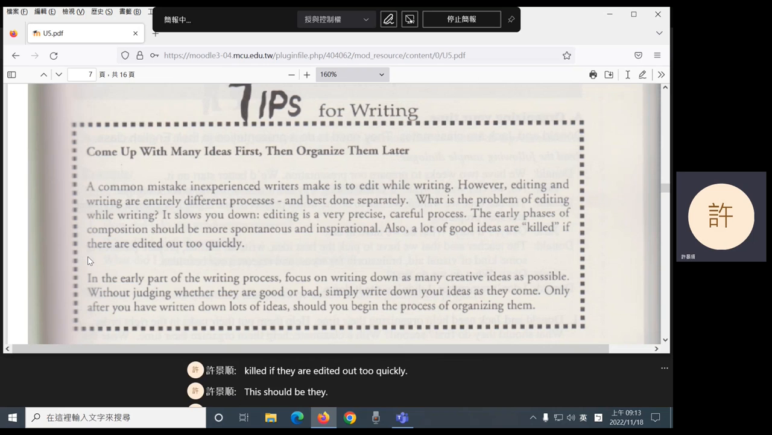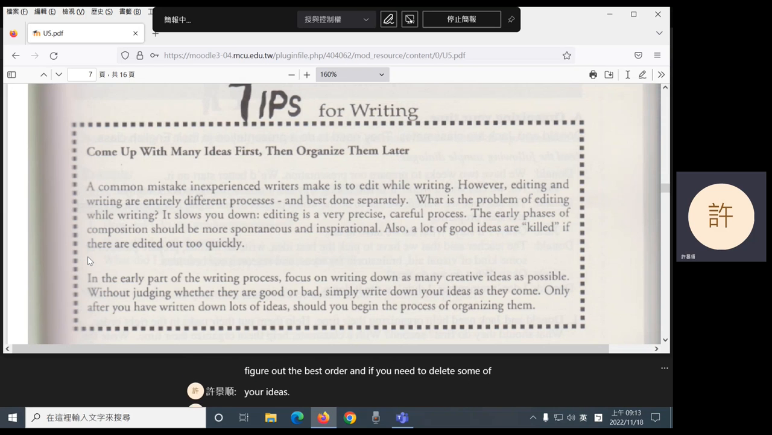In the early part of the writing process, focus on writing down as many creative ideas as possible. Without judging whether they are good or bad, simply write down your ideas as they come. Only after you have written down lots of ideas should you begin the process of organizing them. So again, try to put down all of your ideas first and then figure out the best order and if you need to delete some of your ideas.